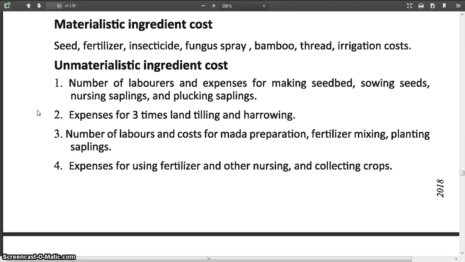Unmaterialistic ingredient cost. Number 1. Number of the labors and expenses for making seedbed, sowing seeds, nursing sapling and plucking saplings. Number 2. Expenses for 3 times land tilling and harrowing. Number 3. Number of labors and costs for mada preparation, fertilizer mixing, planting sapling. Number 4. Expenses for using fertilizer and other nursing and collecting crops.